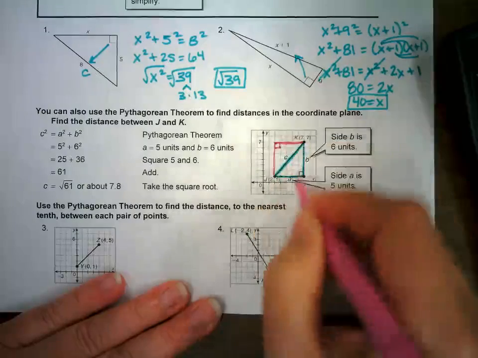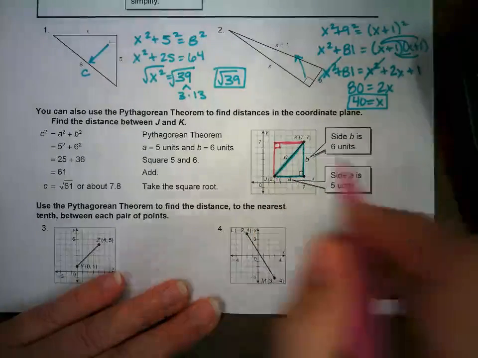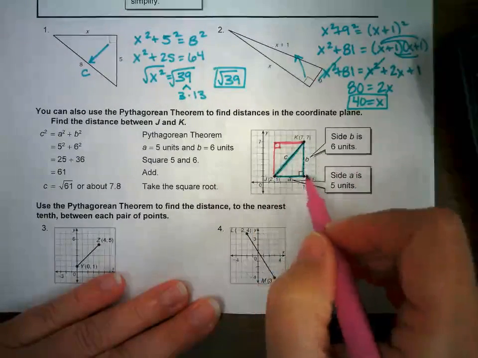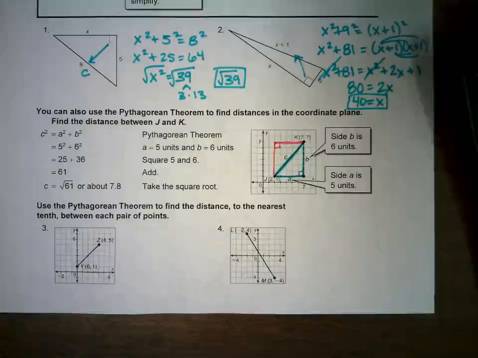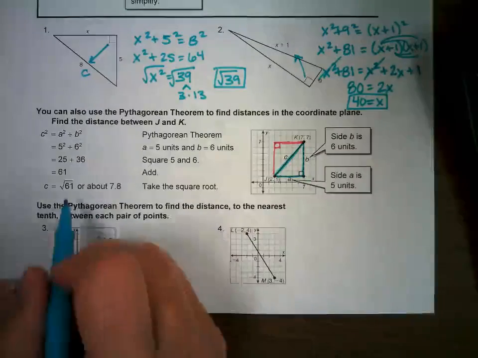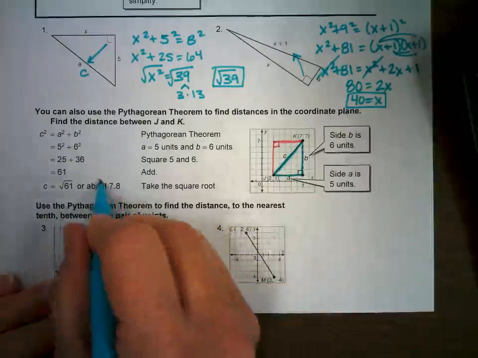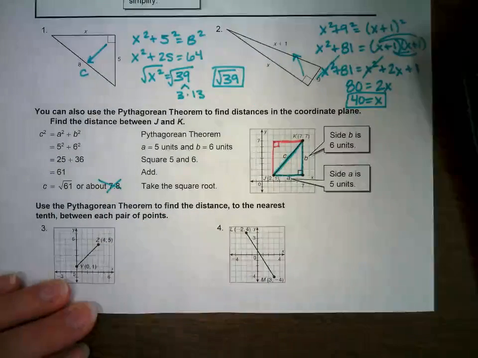Either way, the A and the B are going to come out to be the same length, the difference in the x's and the difference in the y's, right? No matter which way you put that triangle. And then you can do your Pythagorean. Just remember, leave it in radical form. Don't do the decimal form, right?